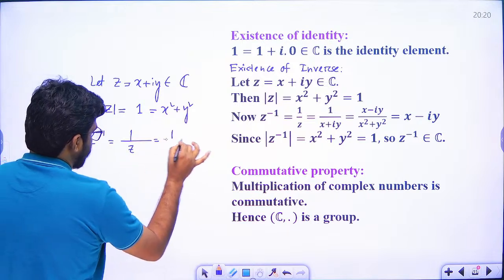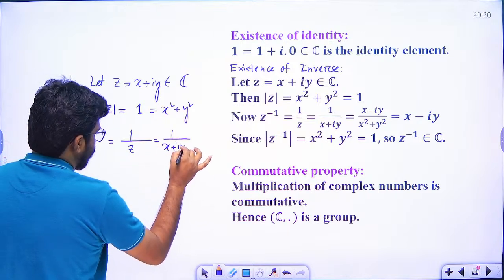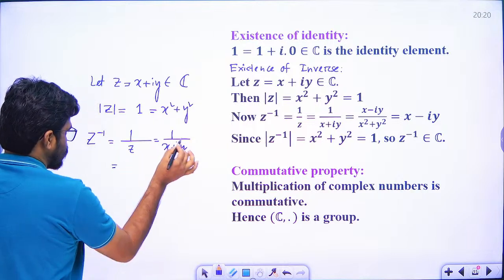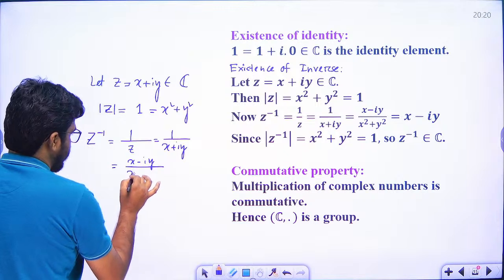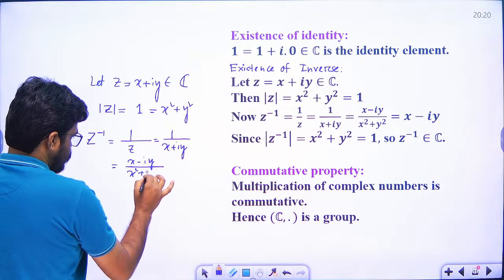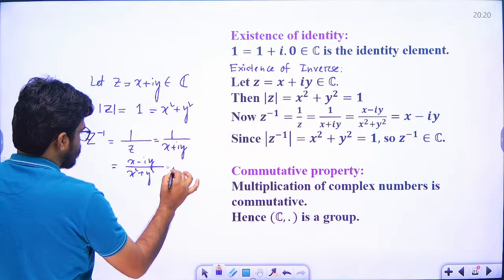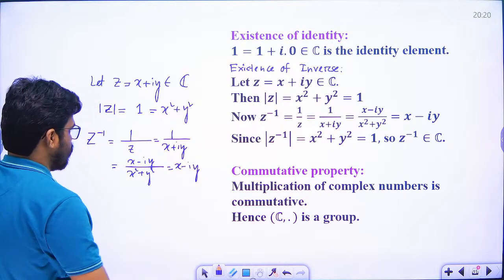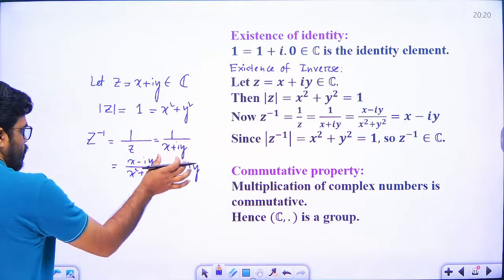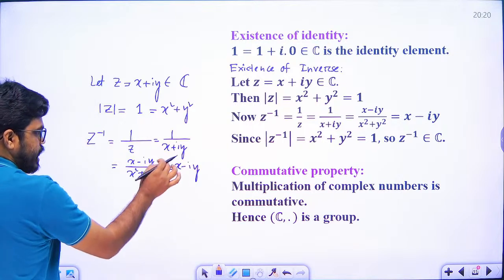So that is 1 by x plus iy. If we take the conjugate, what do we get? Ultimately x minus iy divided by x square plus y square. So x square plus y square is 1. So ultimately what we get is x minus iy. So Z inverse is x minus iy.